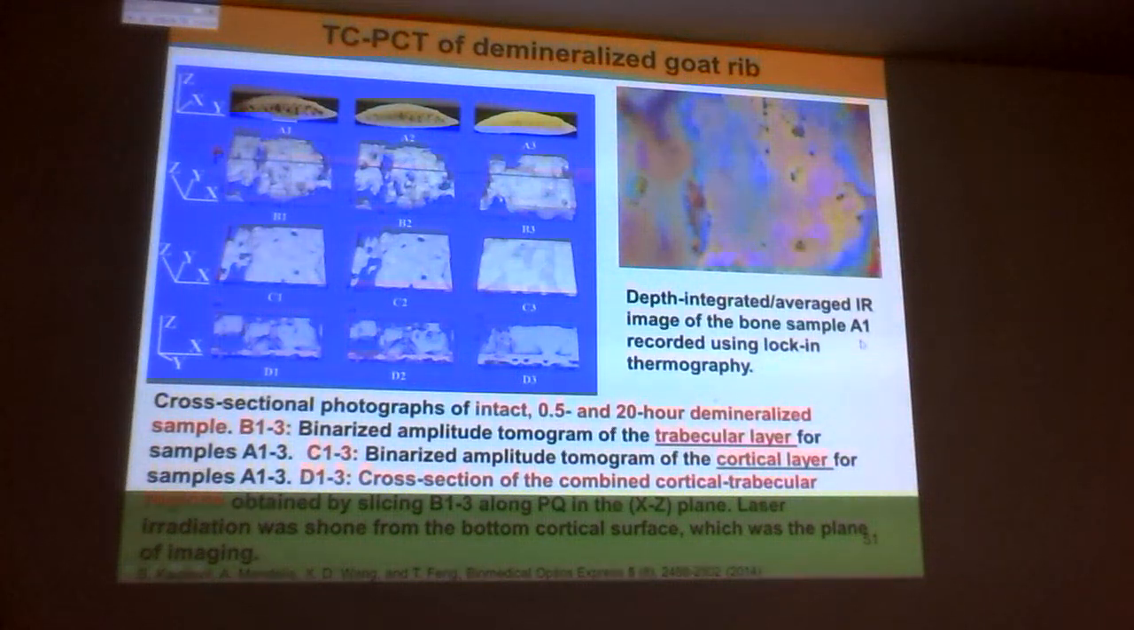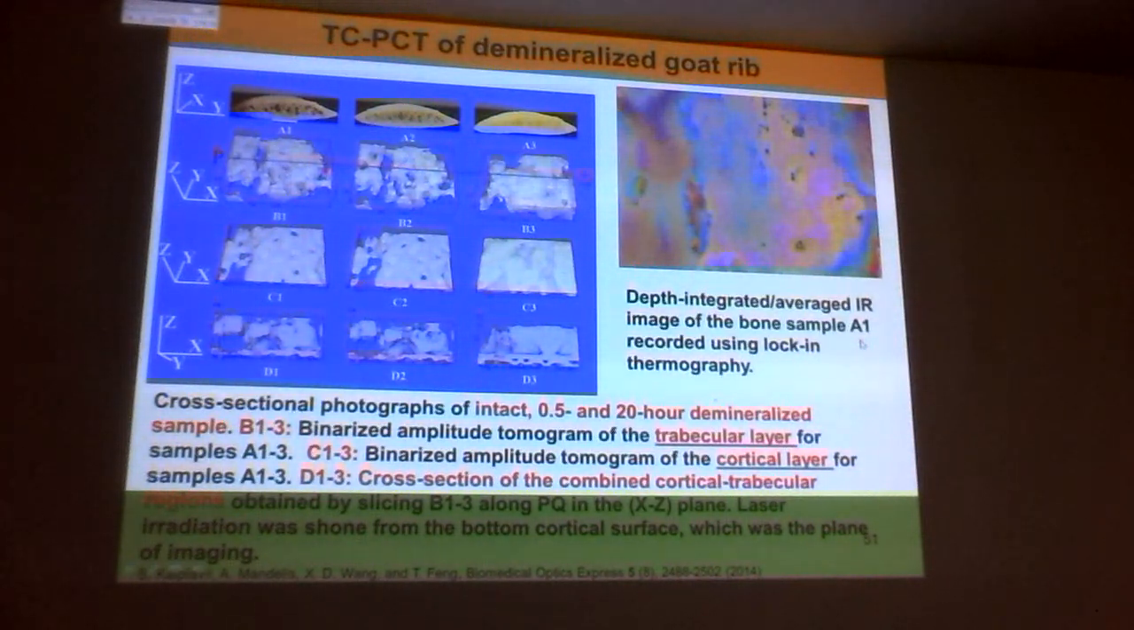So you, in the B1 to 3, binarized amplitude tomograph of the trabecular layer. So you can see the trabecular layer right here. You don't really see the individual honeycomb, but you see the general structure of the trabecular layer. And in fact, you can start seeing the demineralization early on. Half an hour later, some of these features start changing. Of course, 20 hours later, everything kind of fused together. So you can see that quite clearly.